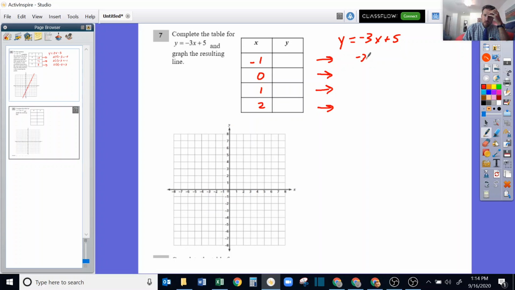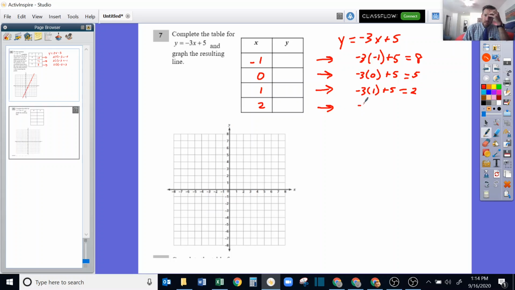So -3 times -1 plus 5. That's going to be 8. 0, so -3 times 0 plus 5. Well, that's just going to be my y-intercept. I know that's going to be 5. But I can see that's 0 plus 5. That's 5. Then I've got 1, -3 times 1 plus 5. Well, that's -3, so this is going to be +2.